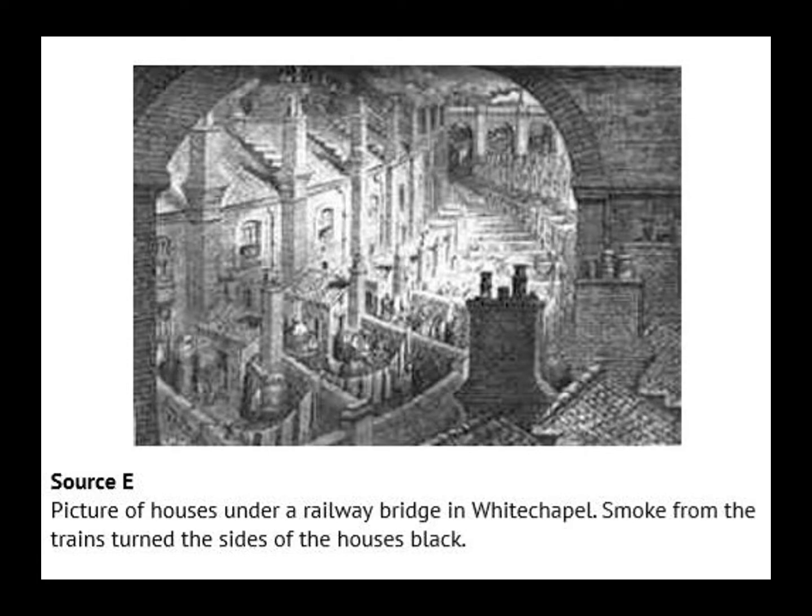Source E is a picture of the houses that were painted under a railway bridge in Whitechapel, and again this is part of the pollution issue because smoke and soot from the trains would quite often turn these houses black, so the brickwork would be black and covered in a coating of soot, which meant it was quite dark and again quite smoggy and not particularly nice, but also it was quite noisy in this area as well, so it was very unlikely you would have heard anything if crime was being committed.